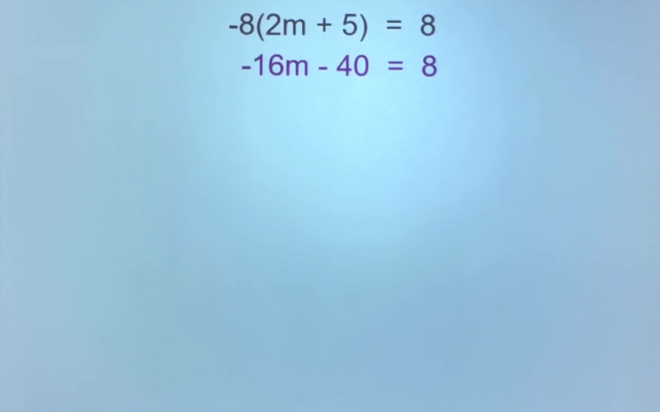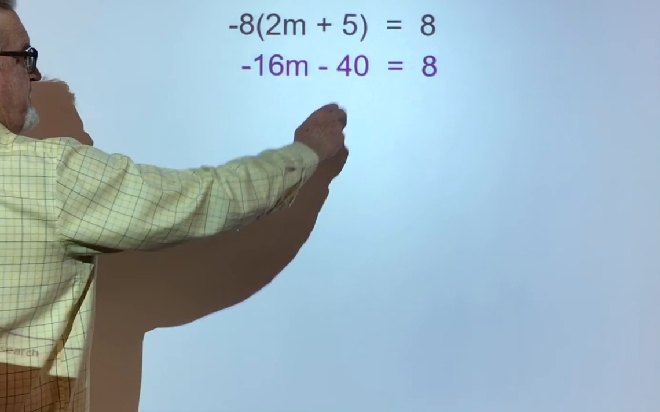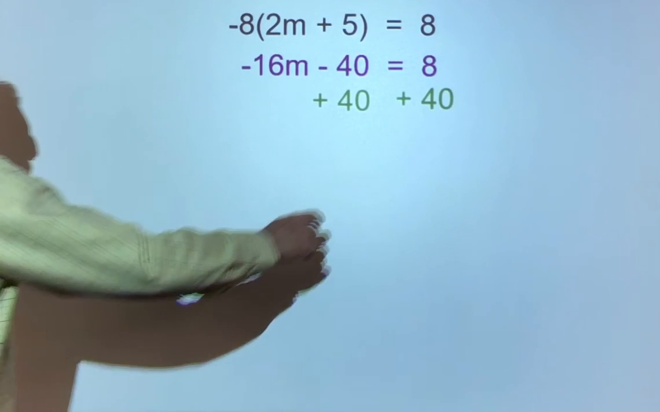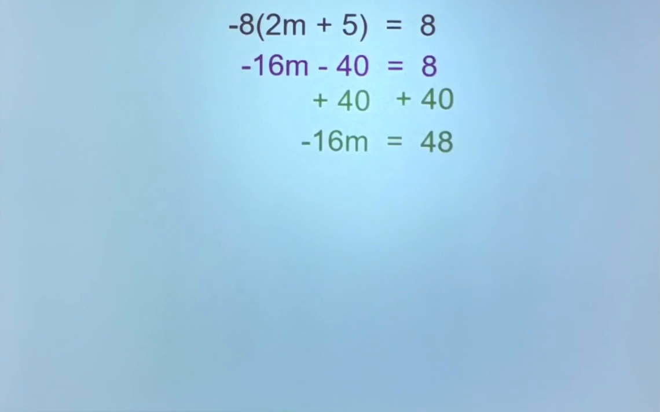Now we're going to check to see if there's any like terms to combine. There are no like terms, so we're going to move on to the next step, which is to undo any addition or subtraction. They are subtracting 40, so we need to do the inverse and add 40 to both sides. In doing so, the 40s on the side of the variable are going to cancel each other out, leaving us with negative 16m is equal to 48.